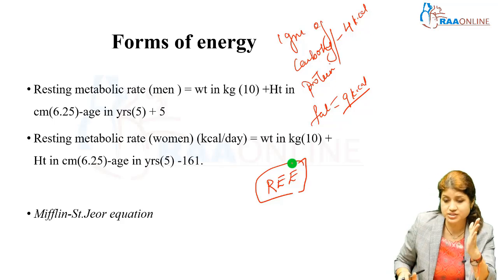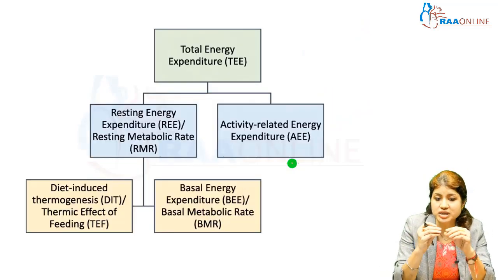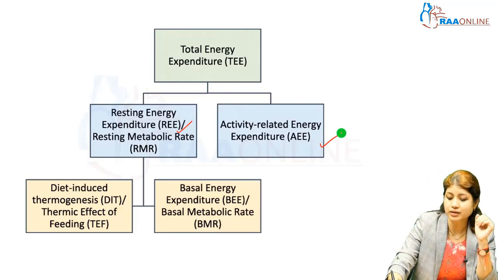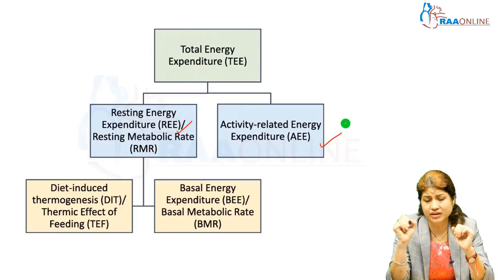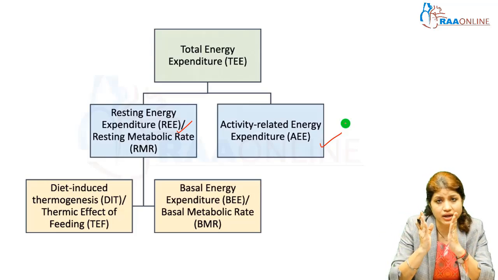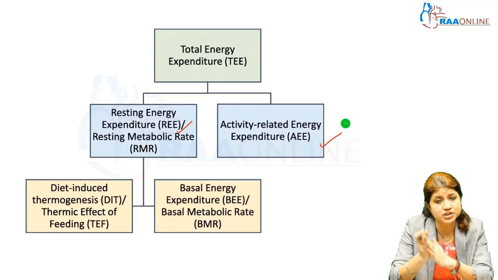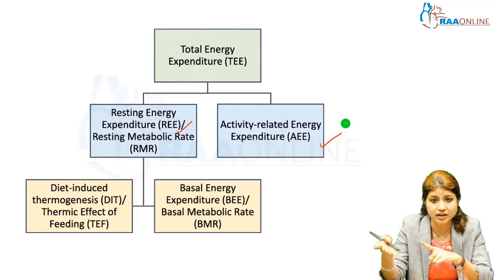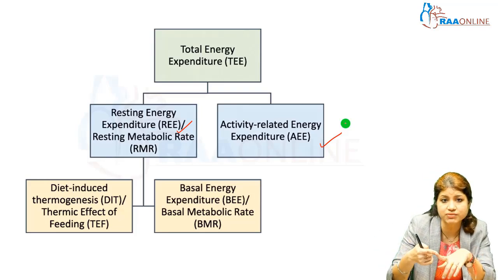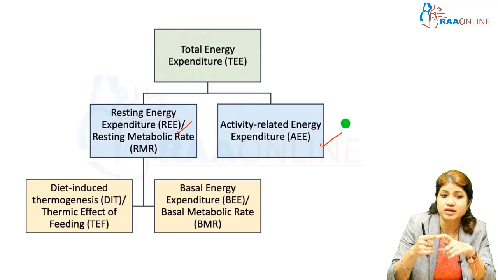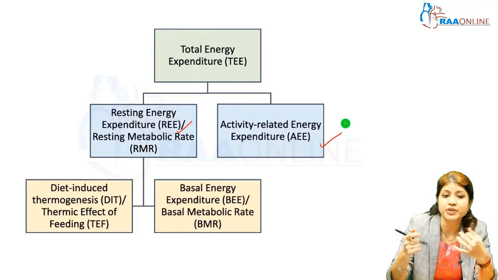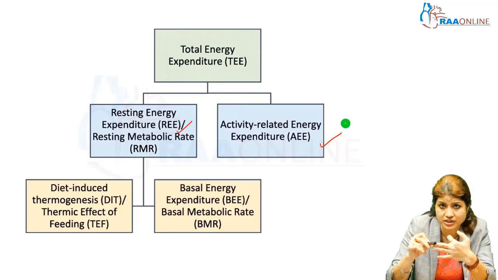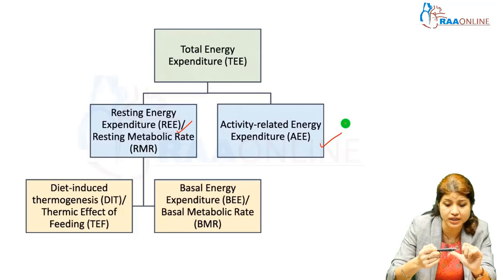Out of that total energy, we require energy to meet our resting energy expenditure or our resting metabolic rate, and then we utilize it for activity related energy expenditure. So what is activity related energy expenditure? You will be knowing it is all the physical activity we do, we talk, we speak and the other things. But our resting energy equivalence or resting metabolic rate is the energy which we require for our diet-induced thermogenesis, for our basal metabolic rate, for our temperature regulation, for respiration, for maintaining cardiac output.